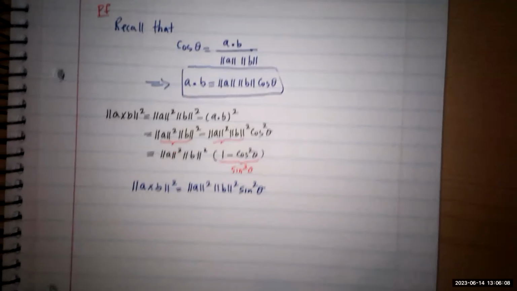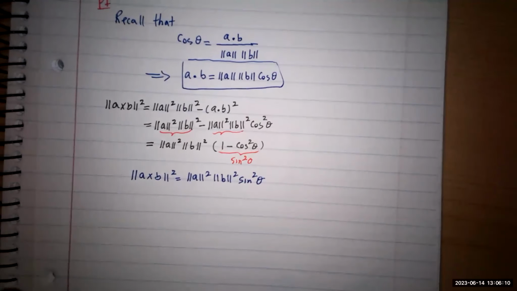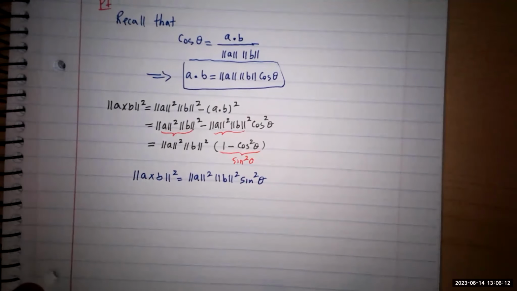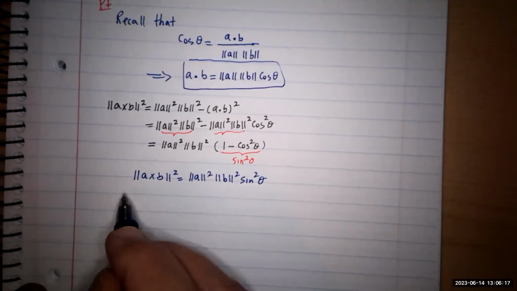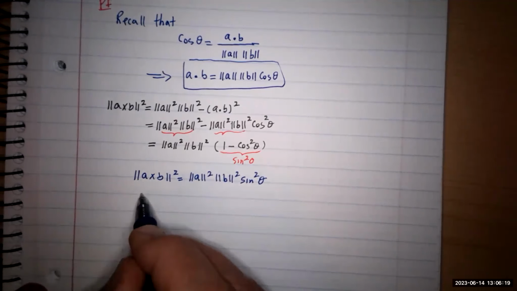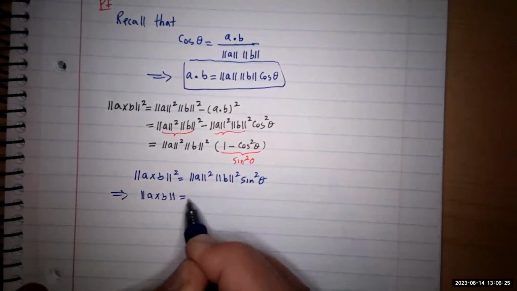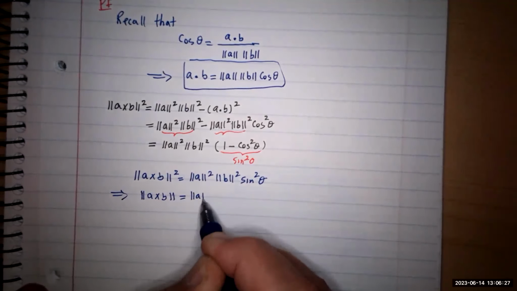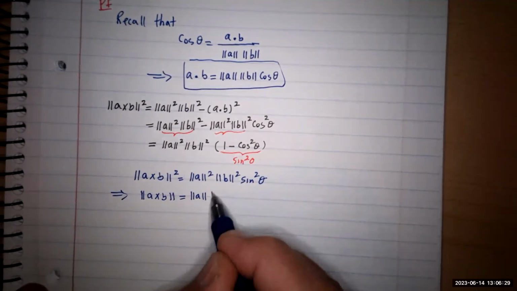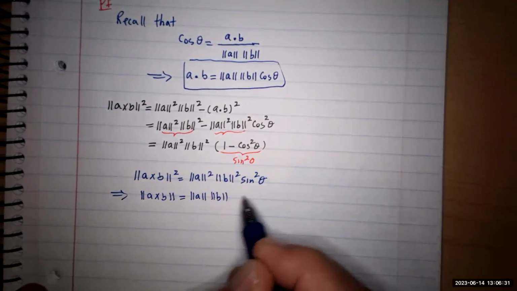That's it. Take the square root of both sides. That gives you the norm of A cross B. They are all positive numbers, so nothing to worry about. It's going to be norm of A, norm of B, and the sine of theta.